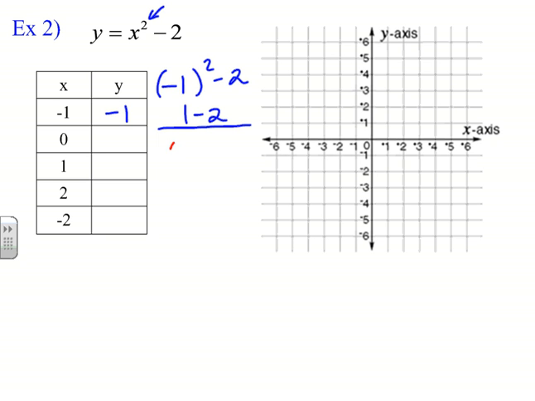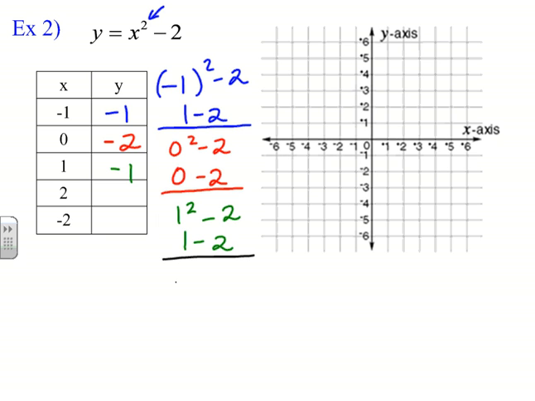Let's put a 0 in and square it. 0 squared is 0. 0 minus 2 is -2. We'll put a 1 in and square it. 1 times 1 is 1, and 1 minus 2 is -1. Well, we've already gotten the same output with different inputs, so we know that it's probably not a line based on that information alone.